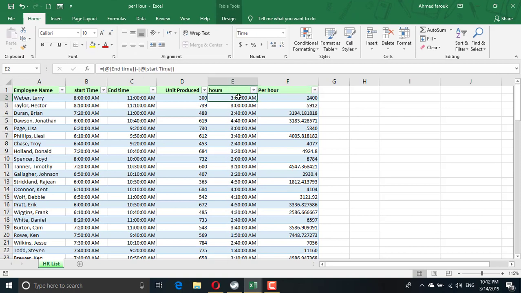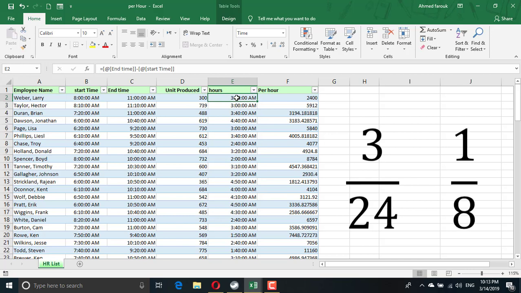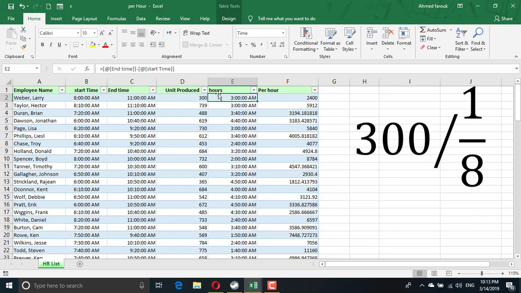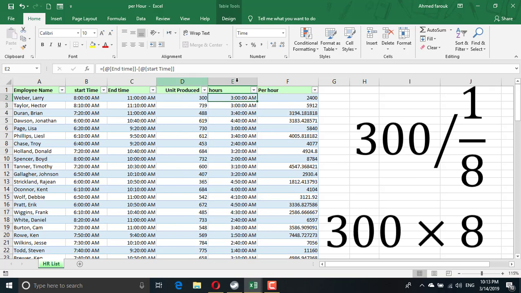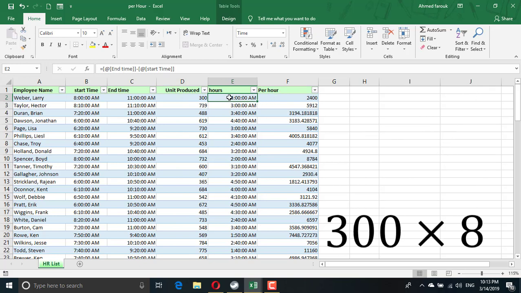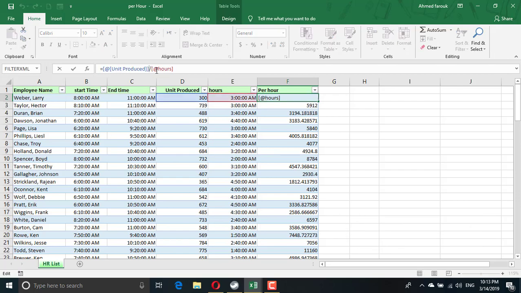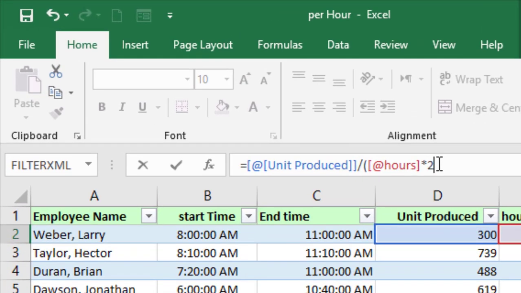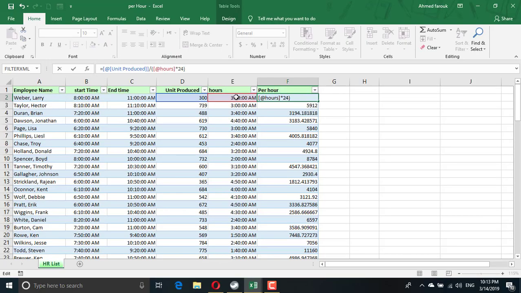This is because the 3 here is not 3 hours, it is 3 divided by 24, which is 1 by 8. So if you divide any number by a fraction, it looks like you multiply the number by the fraction. To fix this, you have to multiply the hours by 24. We do so to make the 3 really 3 instead of 3 divided by 24.